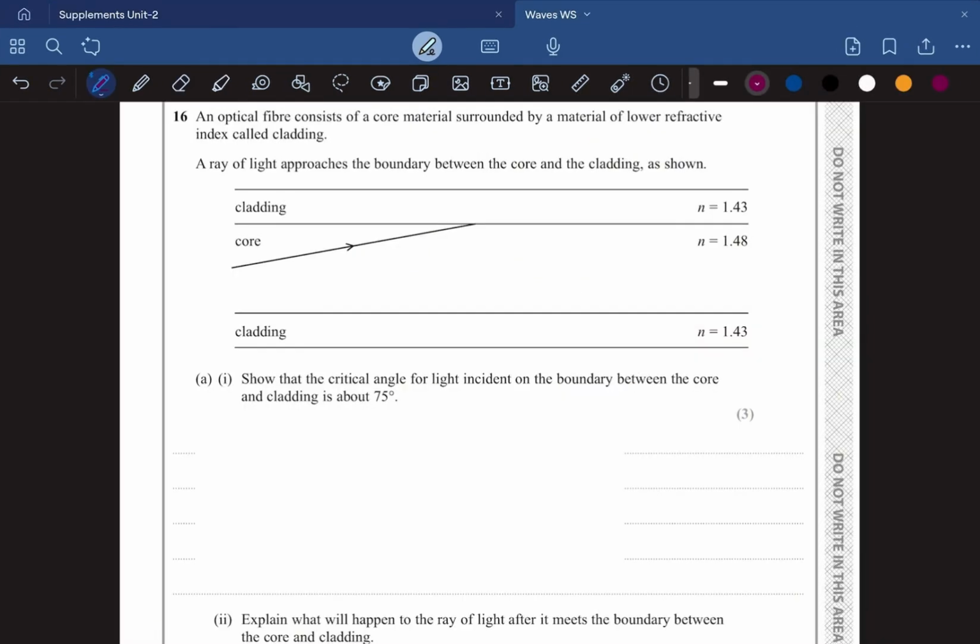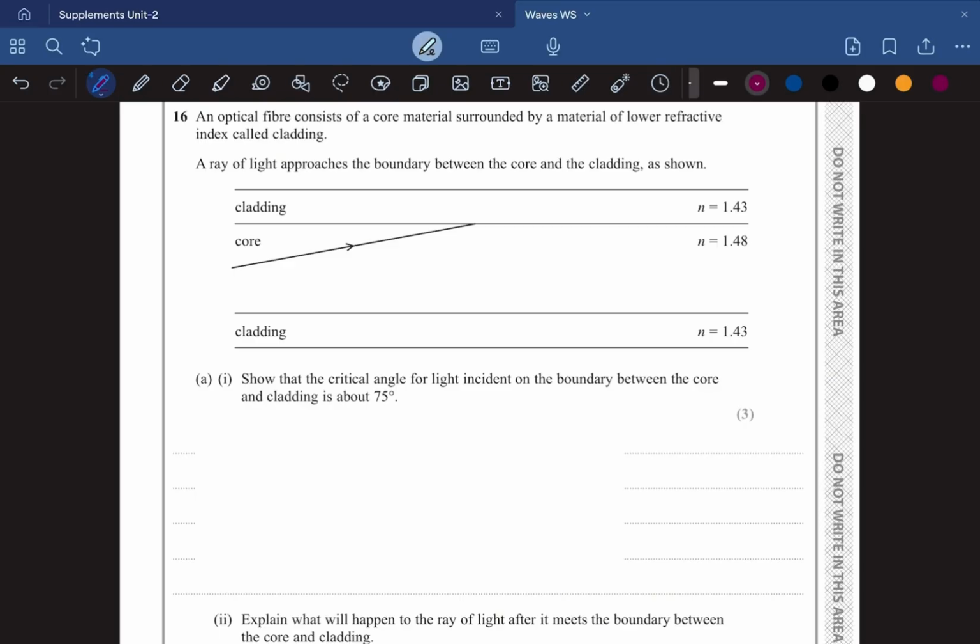Now this is another very important math question which asks you to figure out the critical angle, and we have to be able to figure this out because this is another very important and common question. It says an optical fiber consists of a core material surrounded by a material of lower refractive index called cladding.